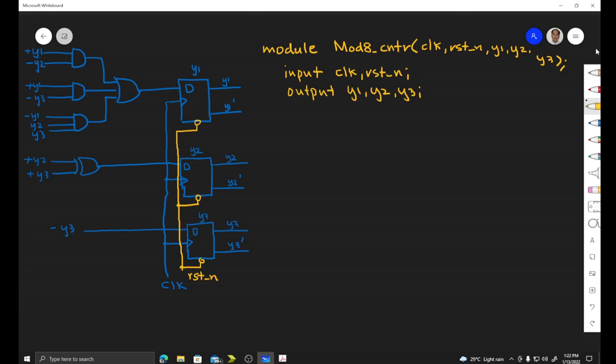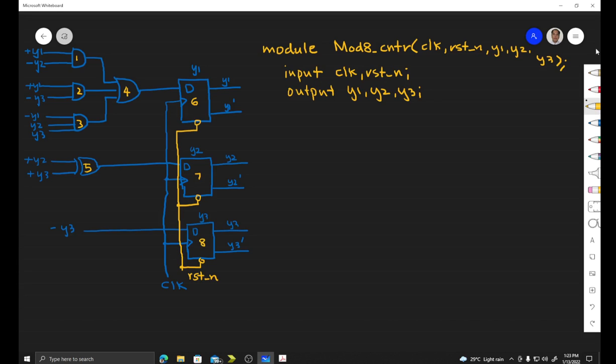So we're going to instantiate this component using our built-in primitives. Let's make it our, so this is 1, 2, 3, 4, 5, so this is our 6, 7, and 8 component.